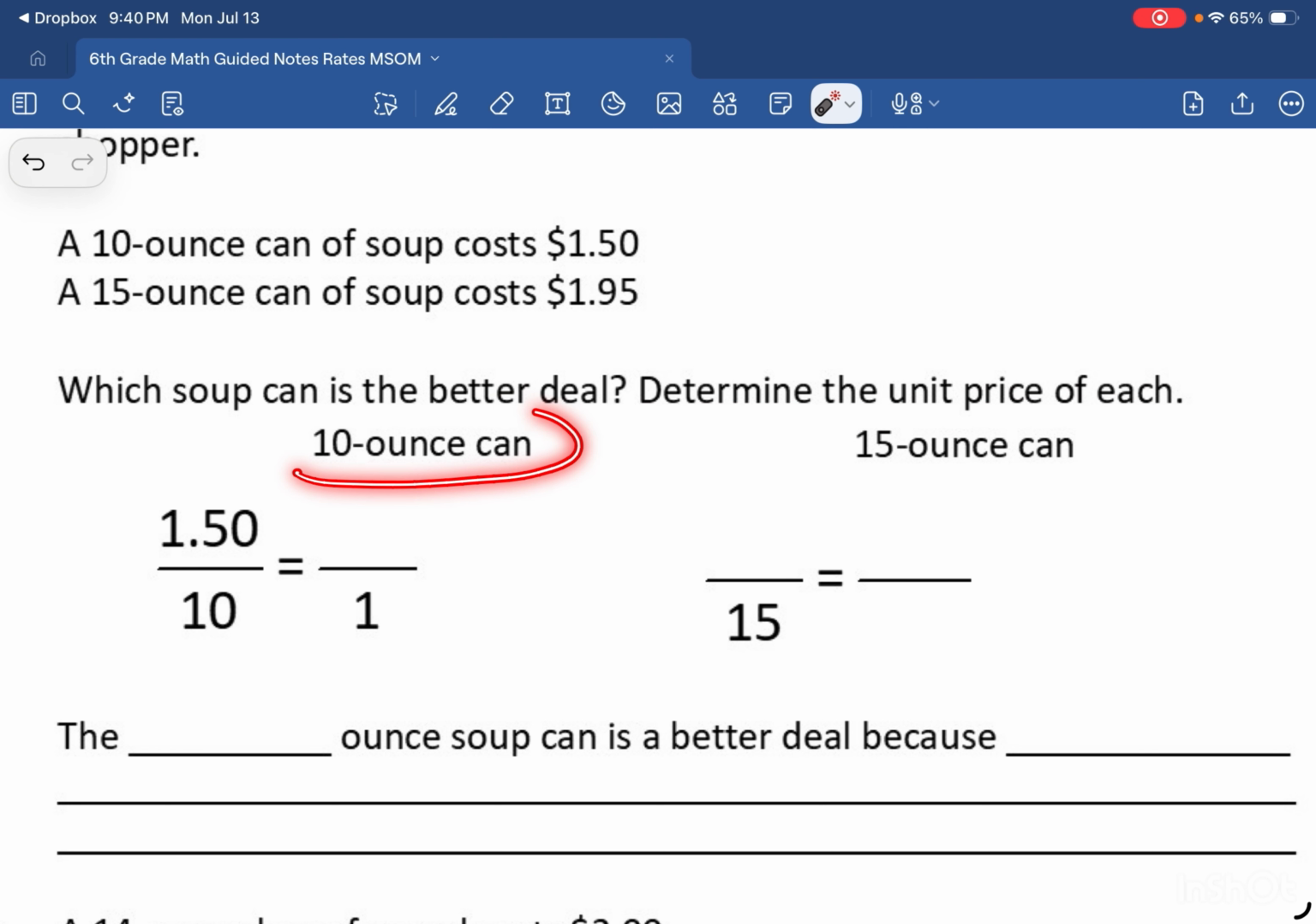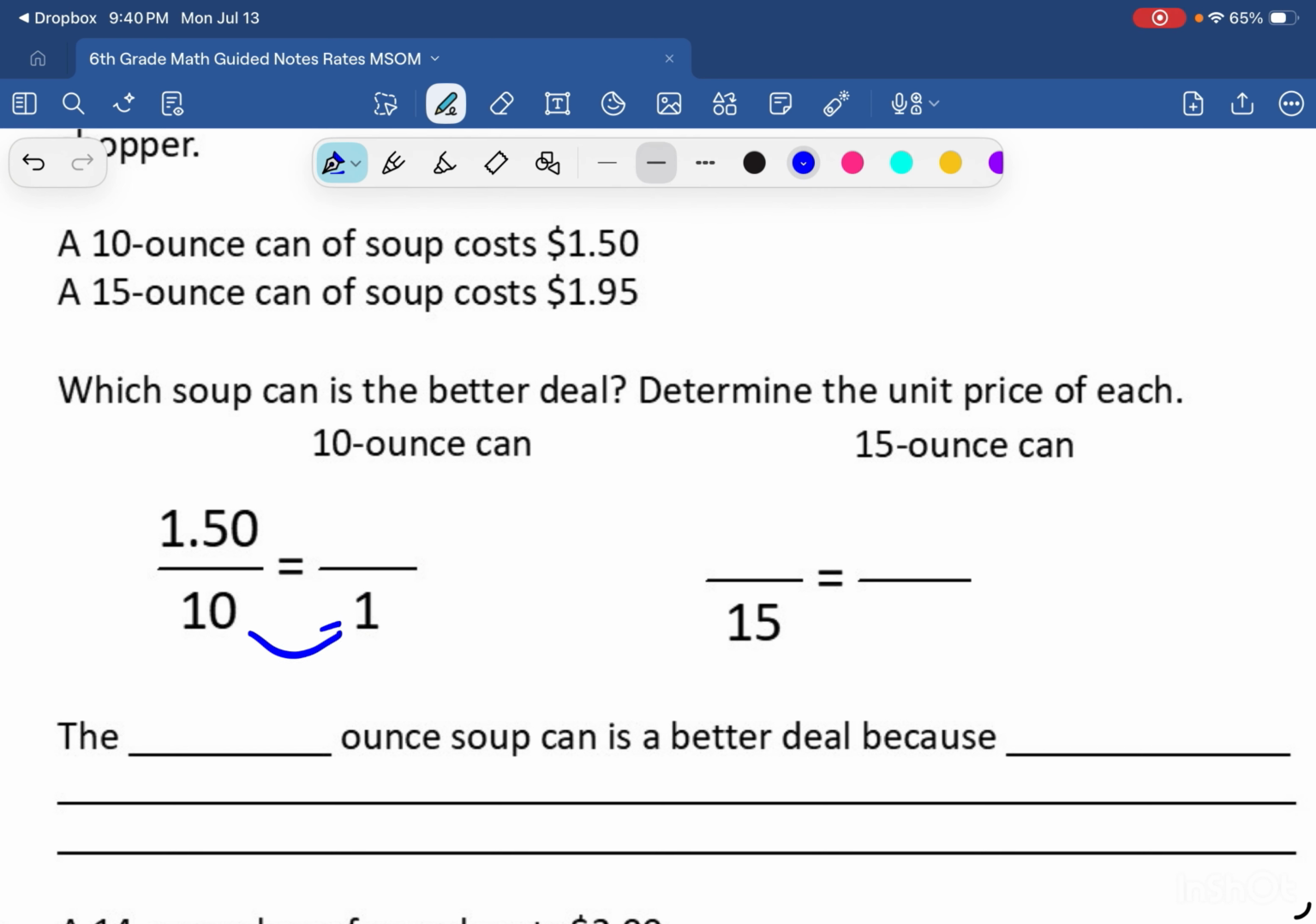One 10-ounce can is $1.50. So I have $1.50 for one 10-ounce can. And I want to figure out how much it is for 1 ounce. So I'm going to divide by 10. And then I'm going to divide $1.50 by 10. And I get 0.15, or that would be 15 cents per ounce.